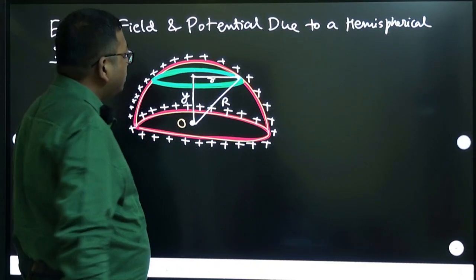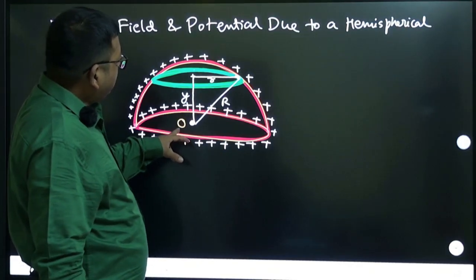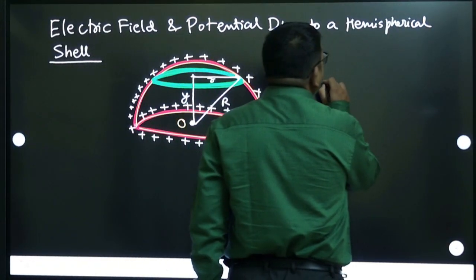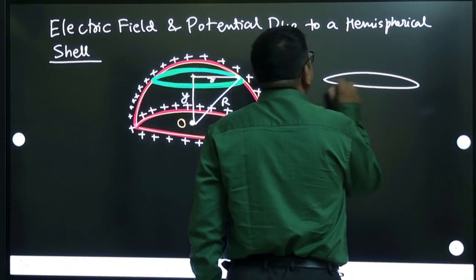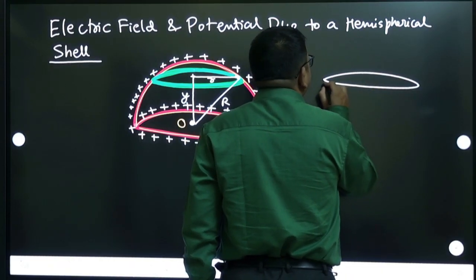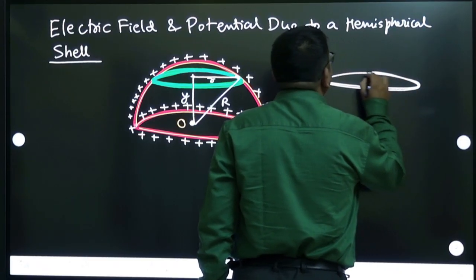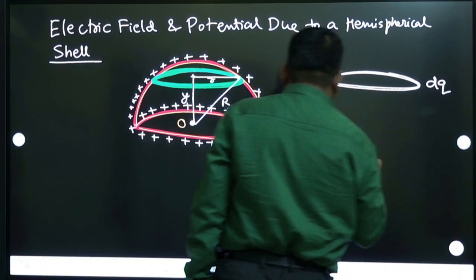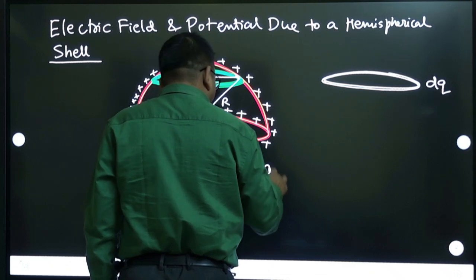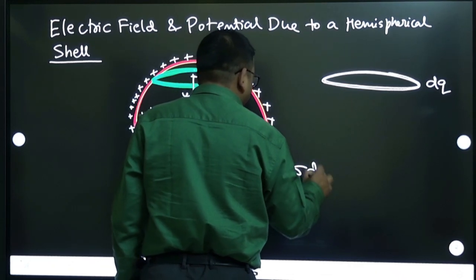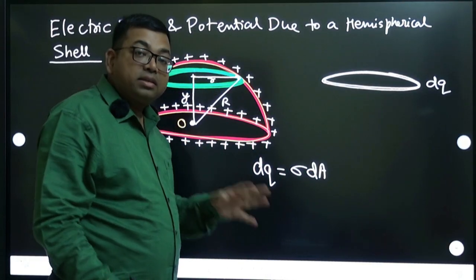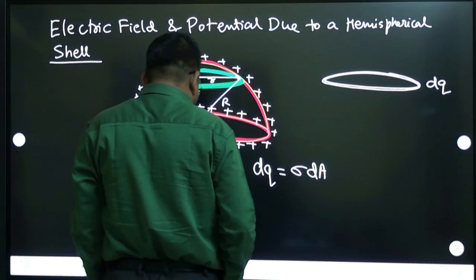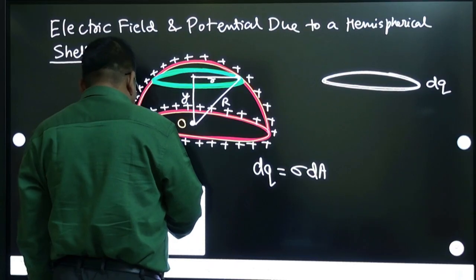Okay, so now this ring is like a small element, right? Separately also I will draw. This ring is a small element. Now this ring has some charge. How much charge is there? The charge is dq. So what is the charge dq? dq is equal to sigma into dA. dA is the area of this element. What will be that area? How do we calculate that area? That is very, very important.